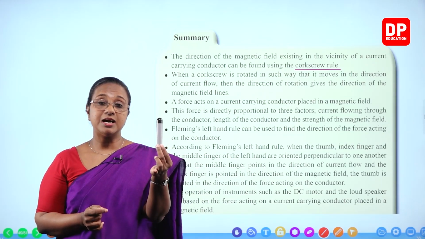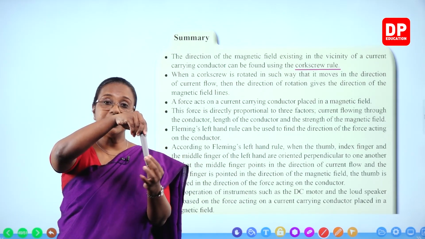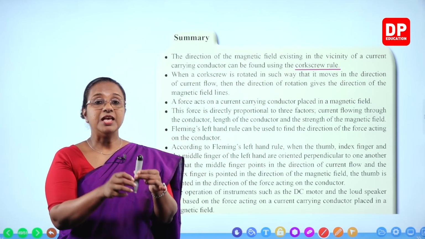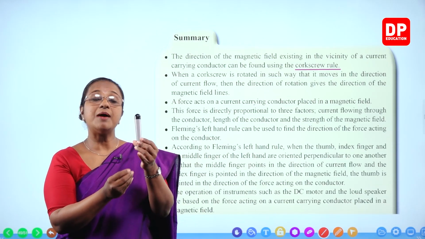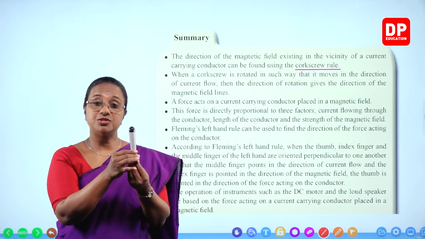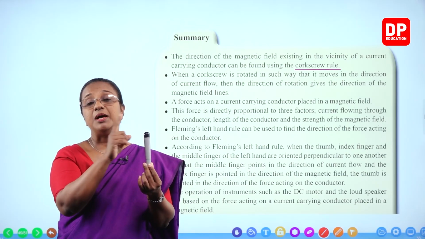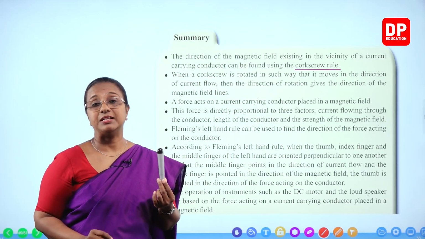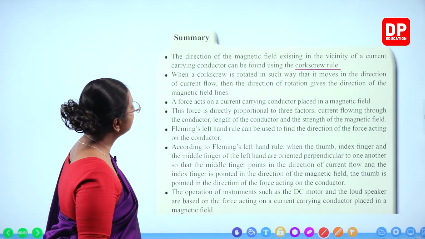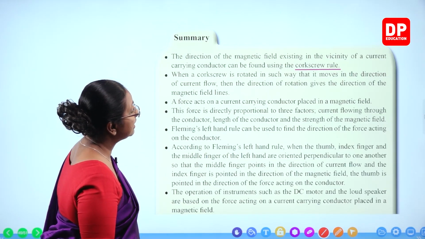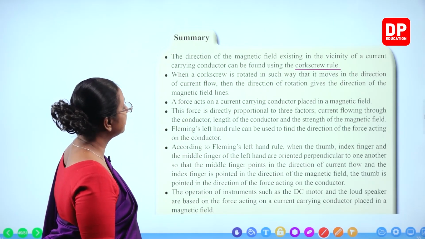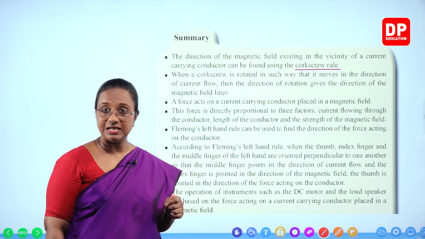If you have a conductor like this, you will be rotating it this way. So the current goes downwards, the magnetic field will be clockwise. If you are rotating the corkscrew upwards, then it is an anti-clockwise rotation. So when the current is moving up, it is an anti-clockwise magnetic field. So that is how we use the corkscrew rule. When a corkscrew is rotated in such a way that it moves in the direction of current flow, then the direction of rotation gives the direction of the magnetic field lines.